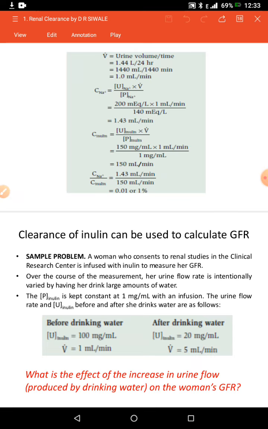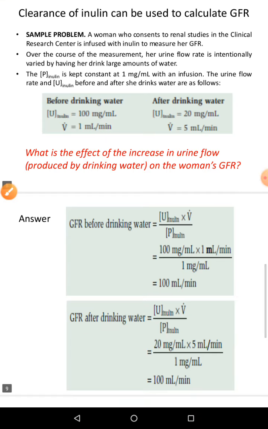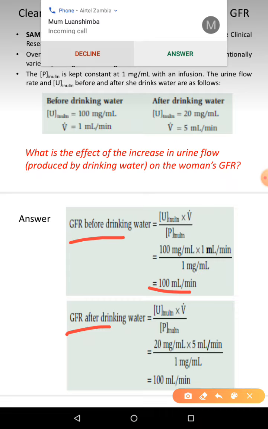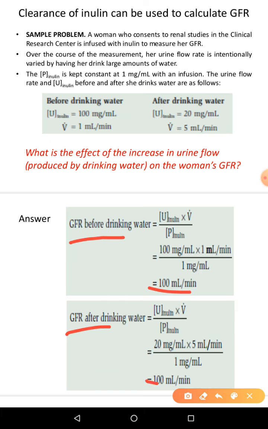Okay. So, before she drinks water, and then after she drinks water. So, what's the effect of increase in urine flow on the woman's glomerular filtration rate? So this again, you need to play around with the equation, that equation which I introduced. And then when you incorporate the values, you can find the GFR before drinking water, which gives you 100 mils. GFR after drinking water, you find 100 mils.